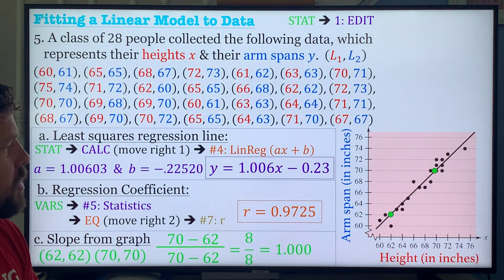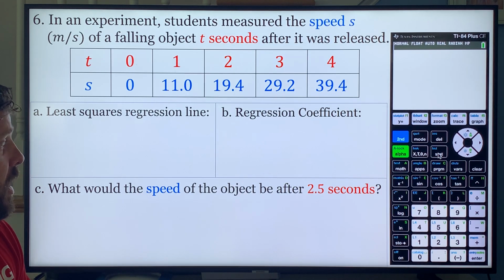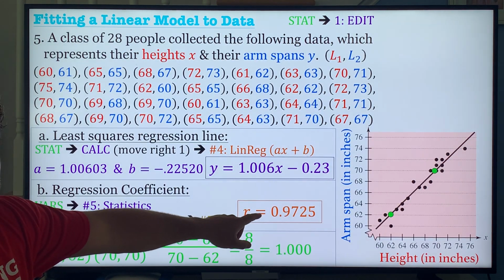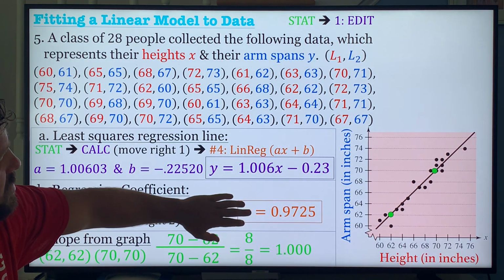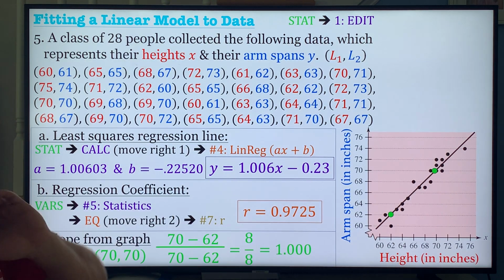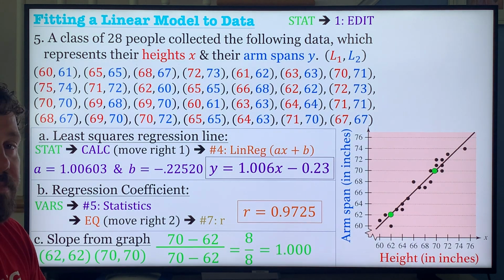Does that look like it has a slope of about 1? Yes. And guess what? R, which is my slope, is about 1. So as you can see, this is a little bit more precise, and this is a little bit less precise, but you can still estimate your answers. Got it?